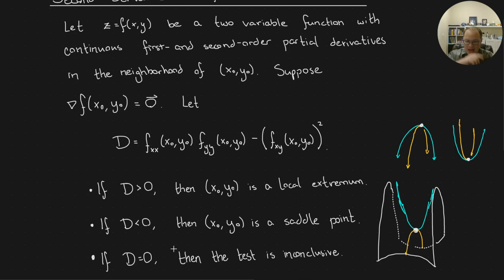Okay? And then if D equals 0, then the test is inconclusive. Okay? And we have something more exotic happening. What about this second term here? Why is that even necessary if this is telling us everything we need to know? Well, it turns out looking in just the x direction and just the y direction isn't quite enough.